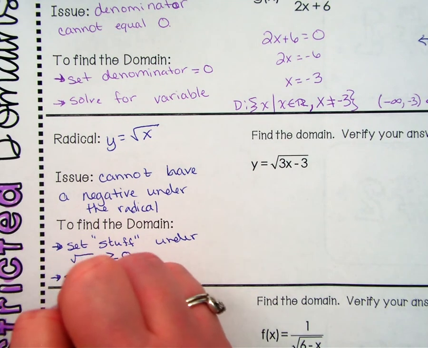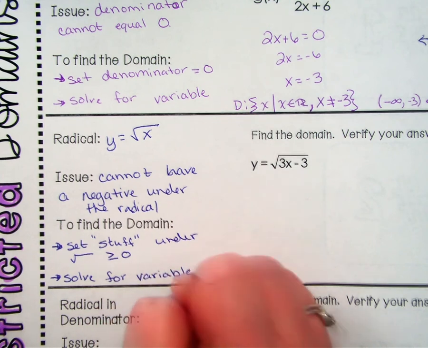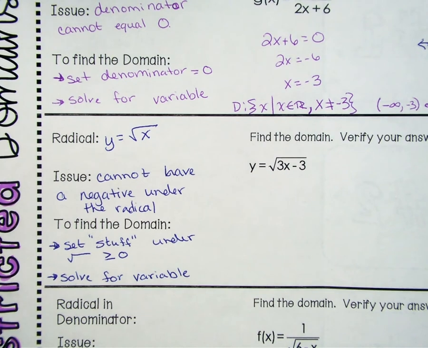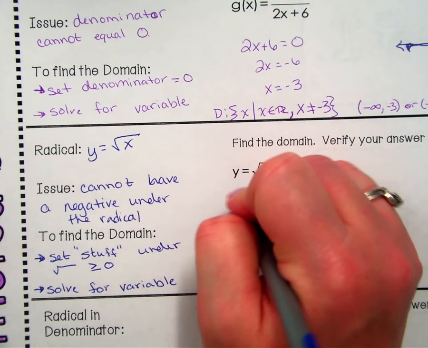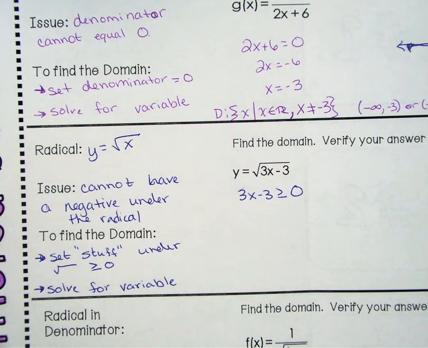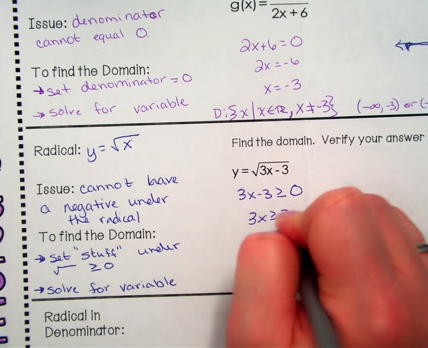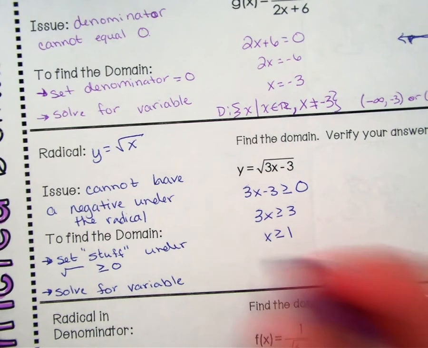And then again, we solve for the variable. Okay. So take the stuff under the radical sign, greater than or equal to 0, solve for the variable. So for our example over here, 3x minus 3, that's what's under the radical sign. I'm going to set that to be greater than or equal to 0. And now I'm going to solve for my x. So I add my 3, divide by 3. X has to be greater than or equal to 1.